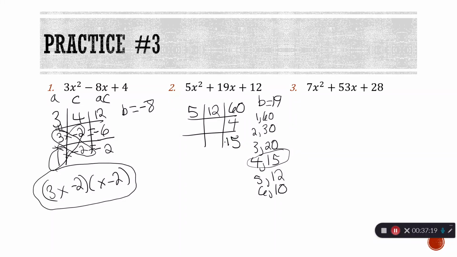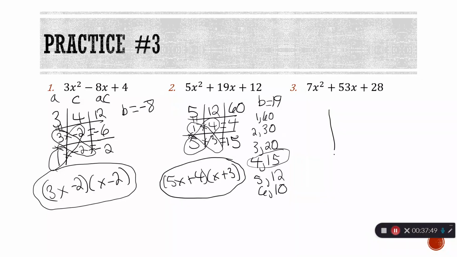So a number that 5 and 15 both share is 5. 5 times 1 gets me 5. 1 times 4 gets me 4. And 5 times 3 gets me 15. So the answer is 5x plus 4 and x plus 3.